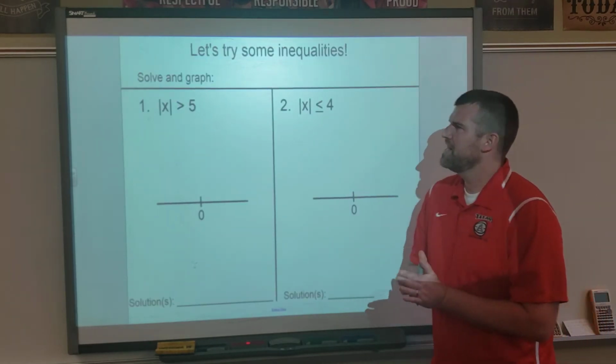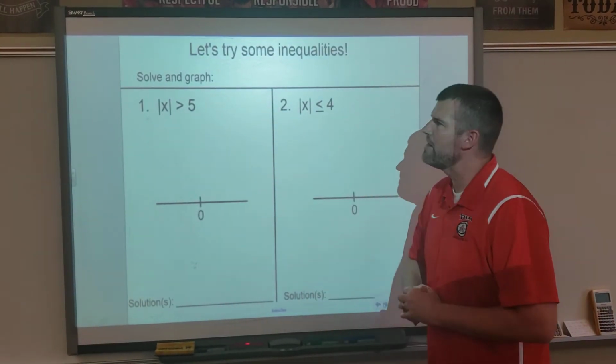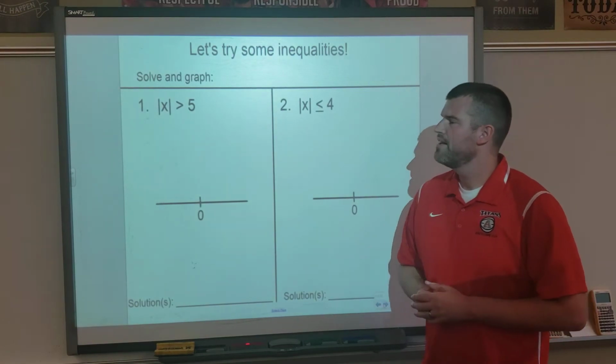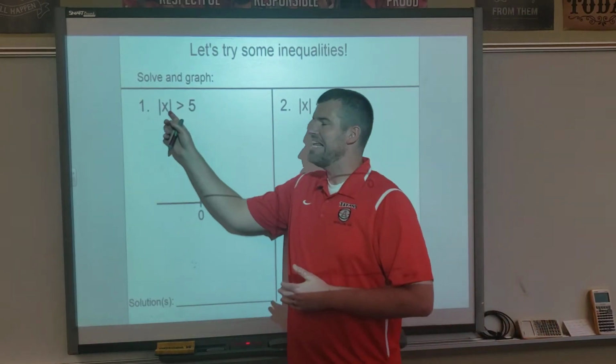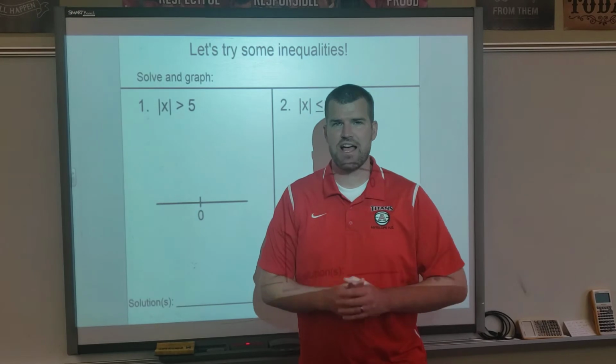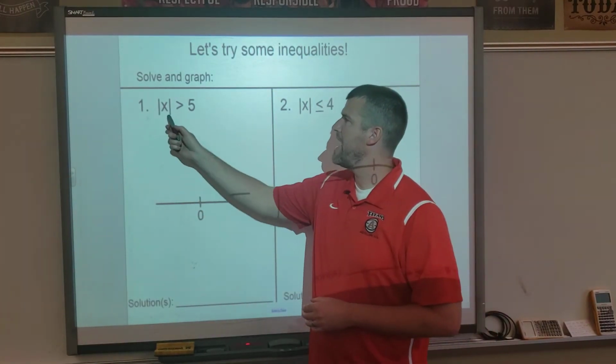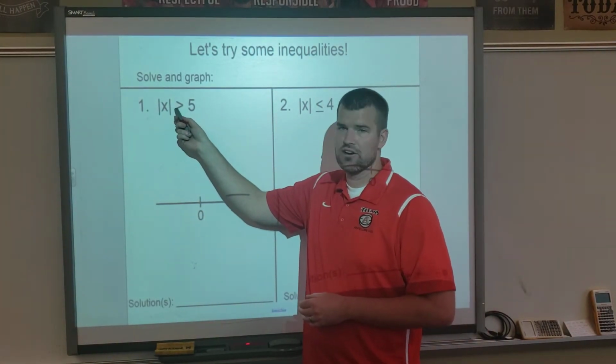All right, on to today. It's the new stuff. Inequalities, right? We got our little alligators. Whichever side is getting eaten, that is the greater side. It is larger. So in this case, my absolute value is greater than 5.